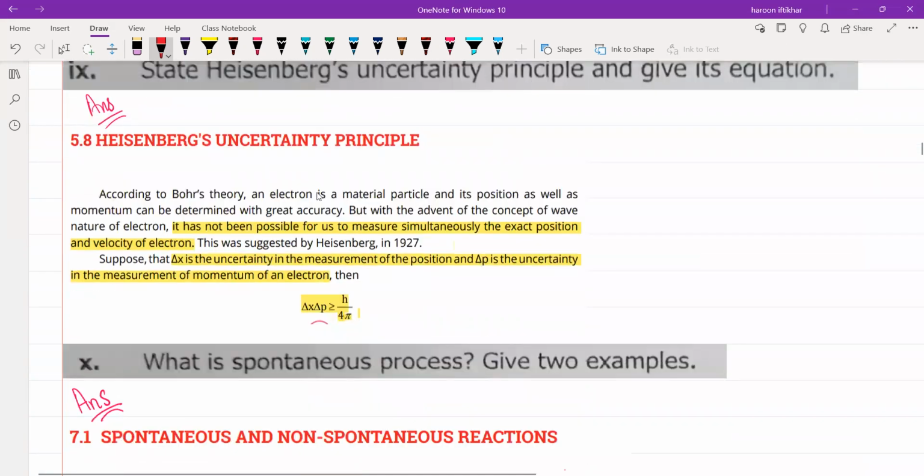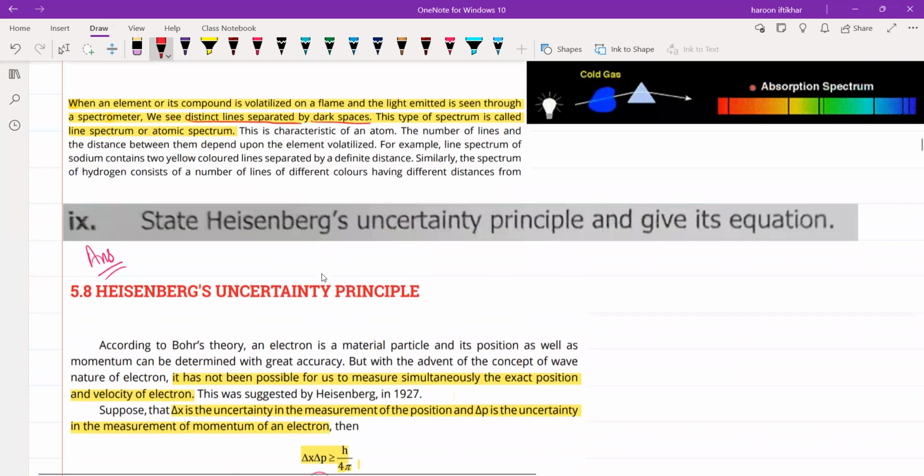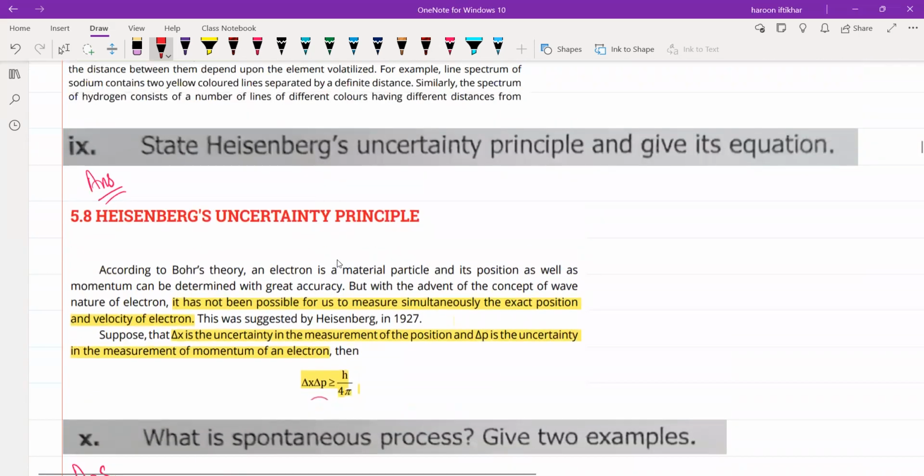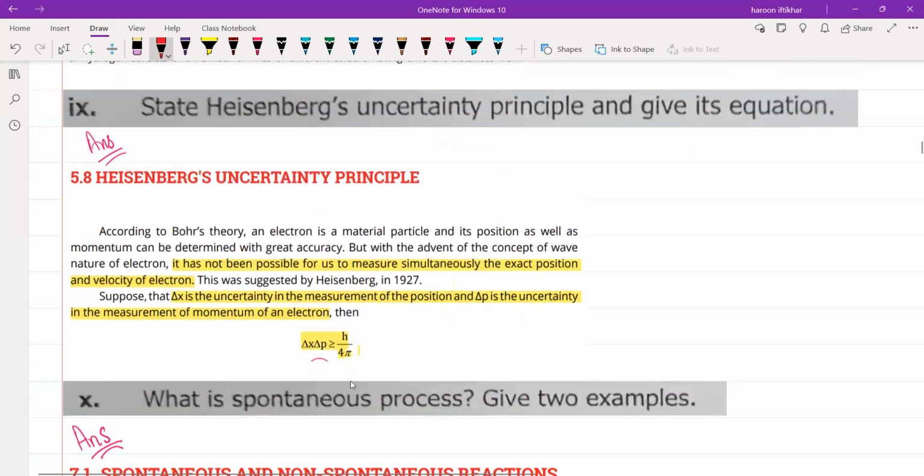Okay, now state Heisenberg uncertainty principle and give its equation. 1 mark for the principle and 1 mark for the equation. You can see it is not possible for us to measure simultaneously the exact position and velocity of electrons. Okay, and here we have an equation as well.